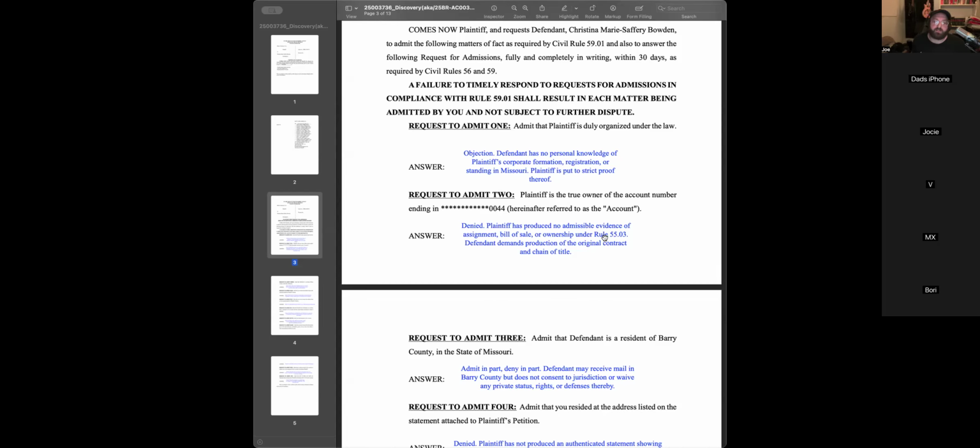And look, we also use the Missouri court rules as well. Plaintiff is the true owner of the account ending in this. Plaintiff has produced no admissible evidence of assignment, bill of sale, or ownership under Rule 55.03. Defendant demands production of the original contract and chain of title. That was our response to that. So the more you look at these interrogatories and try to really understand what they are asking you, the more you see they're asking you to prove their case with that question. Prove our case.